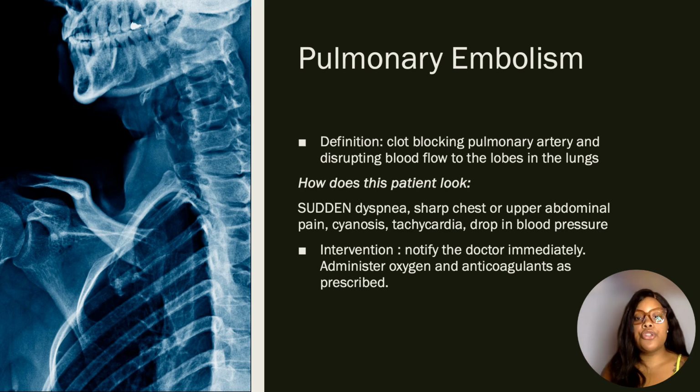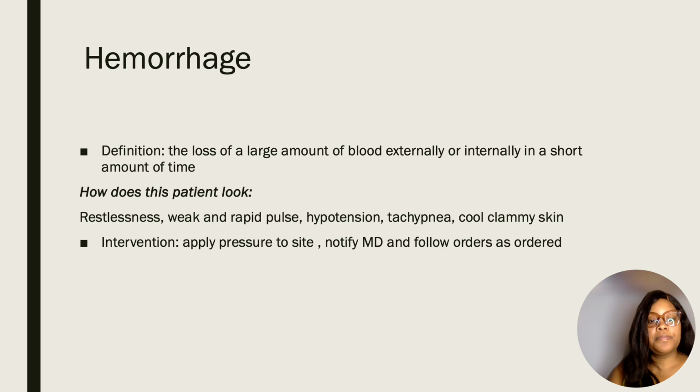So what are we going to do about pulmonary embolism? We're going to notify the doctor immediately. Once we see these signs and symptoms, we're going to administer oxygen and anticoagulants as prescribed. So make sure that you look over your anticoagulants such as heparin, Lovenox, and Eliquis, medications like that we would give to patients who are experiencing pulmonary embolisms.